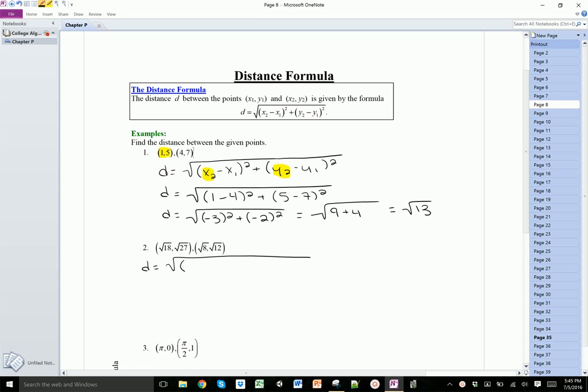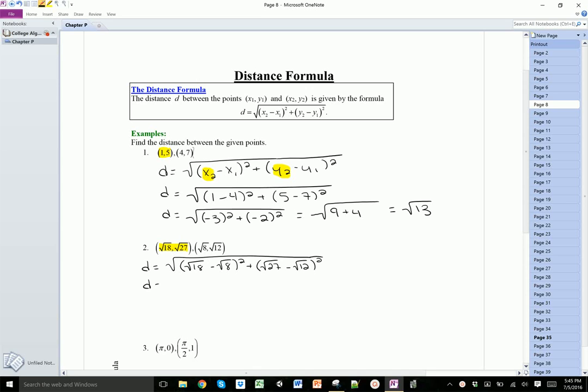So I will let these be my first values. So I'm going to do the square root of 18 minus the square root of 8 squared plus the square root of 27 minus the square root of 12 squared. Now, because I have these square roots here, currently the way they are, I cannot add or subtract them. I need to first simplify them to make sure that they could be combined.